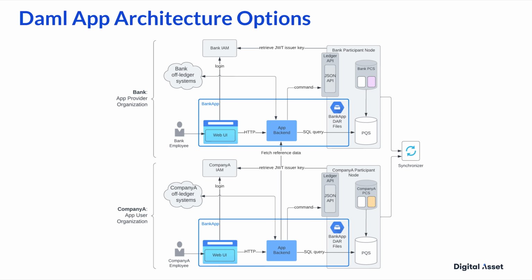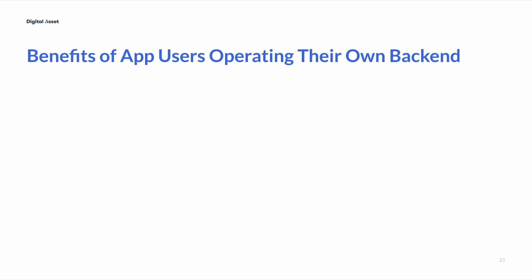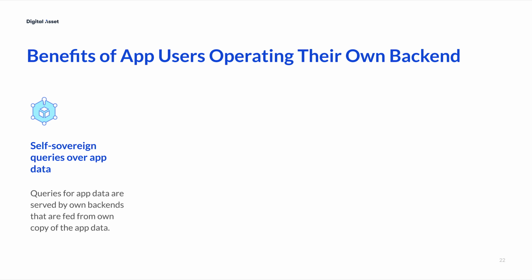The next architecture is where app users operate the front end and the backend built for them by the app provider. When the app users operate the app backends built by the app provider, the app users gain the following benefits in addition to non-repudiation and self-sovereignty over app data that they get from operating a participant node. Self-sovereign queries over app data. App users can rely on queries over their app data to be served by their own backends that are fed from their own copy of their app data.